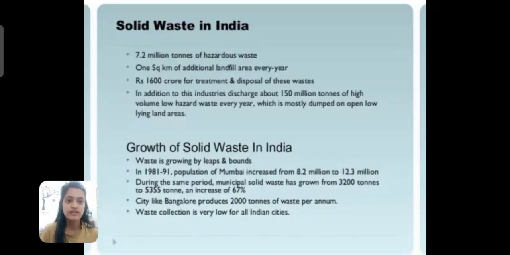Growth of solid waste in India. Waste is growing by leaps and bounds. In 1981-1991, the population of Mumbai increased from 8.2 million to 12.3 million. During the same period, municipal solid waste grew from 3,200 tons to 5,355 tons, an increase of 67%. A city like Bangalore produces 2,000 tons of waste. Waste collection is very low for all citizens.